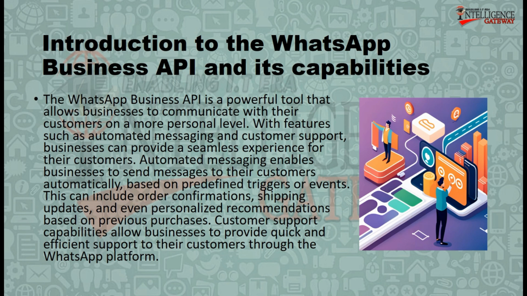Introduction to the WhatsApp Business API and its capabilities. The WhatsApp Business API is a powerful tool that allows businesses to communicate with their customers on a more personal level. With features such as automated messaging and customer support, businesses can provide a seamless experience for their customers. Automated messaging enables businesses to send messages to their customers automatically based on predefined triggers or events. This can include order confirmations, shipping updates, and even personalized recommendations based on previous purchases. Customer support capabilities allow businesses to provide quick and efficient support to their customers through the WhatsApp platform.